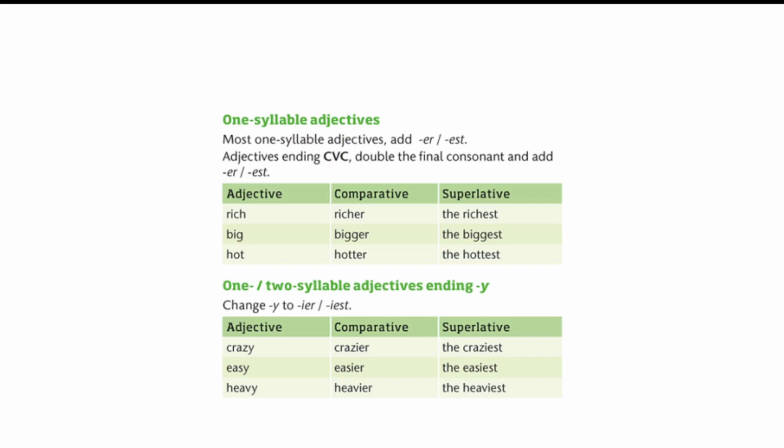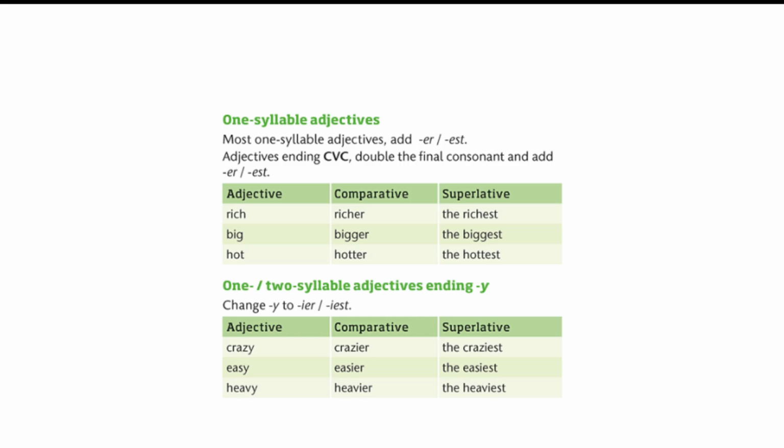Now we have the rules about the adjectives. When we say the comparative and superlative form of adjectives ending with CVC, or consonant, vowel, consonant, we double the final consonant and add er or est. For example, rich, comparative form we say richer, but for superlative we say the richest. Big, for comparative, we say bigger. So we double the last consonant, the last letter. So we say double G before saying ER at the end, okay? Bigger. For superlative, we say the biggest.